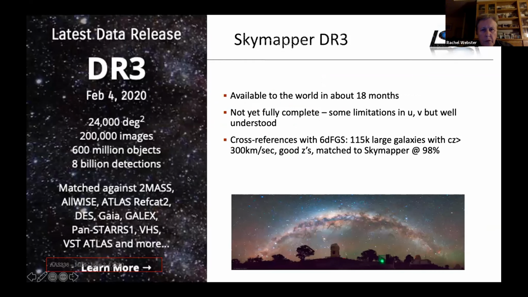Okay, so I want to move on now to talk about SkyMapper and the potential of SkyMapper to help with these sort of studies. Data release 1 and 2 are both freely available now. Data release 3 is significantly improved on data release 2, available from February this year. At the moment, just available to the Australian collaborators, but it will be released more broadly in about 18 months' time. This data release is still not complete. There are some limitations in the U and V bands, but we think we understand those, and it's cross-referenced with all the things that you might expect.